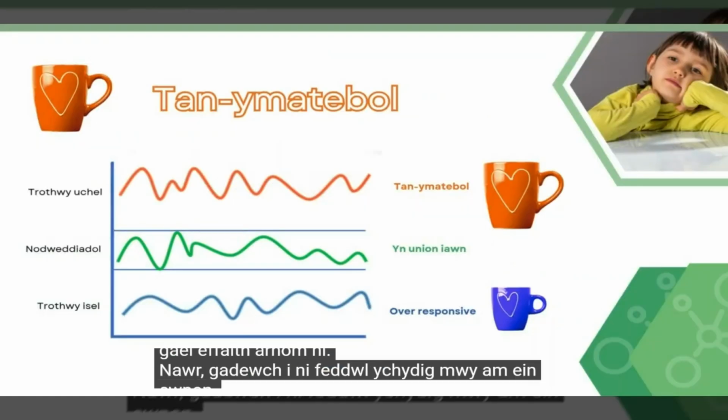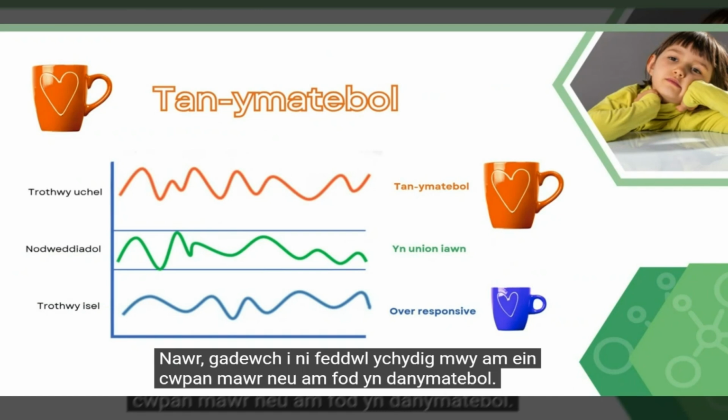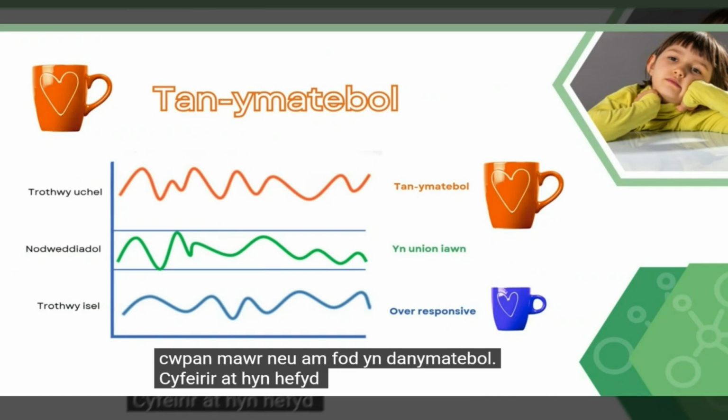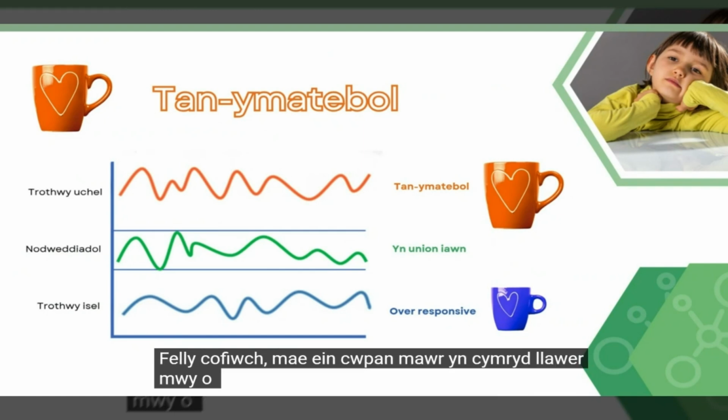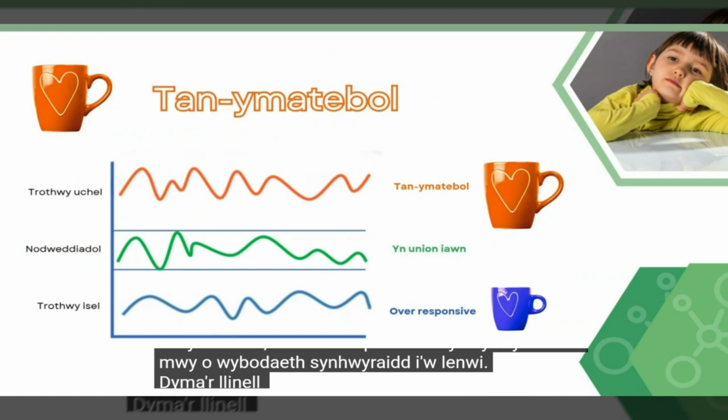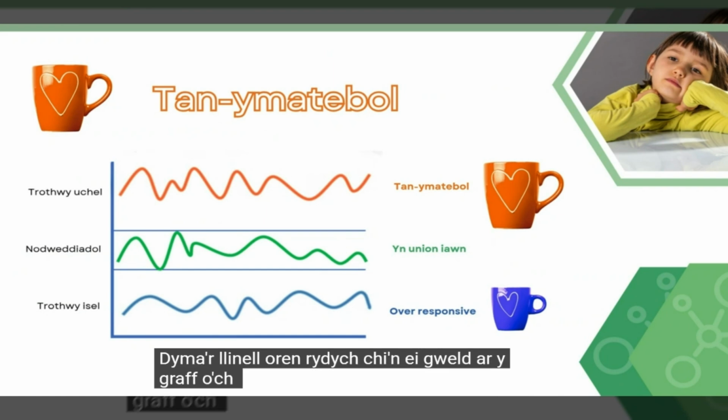Now let's think a little more about our big cup, or being under-responsive. This is also referred to as having a high threshold. So remember, our big cup takes a lot more sensory information to fill it up. This is the orange line you see on the graph in front of you.